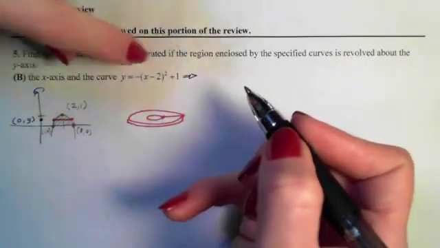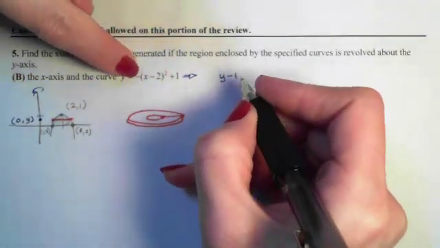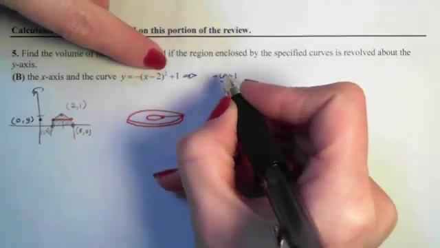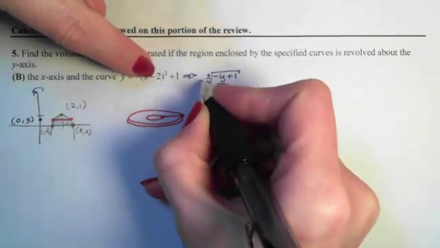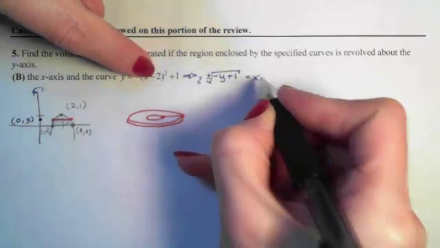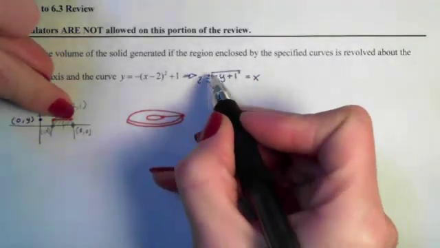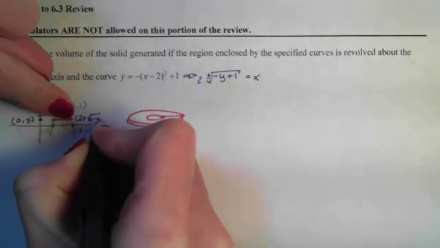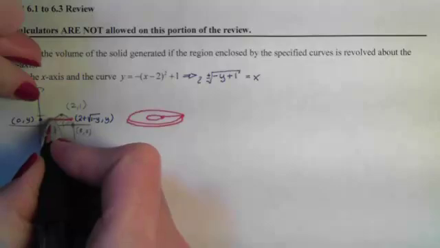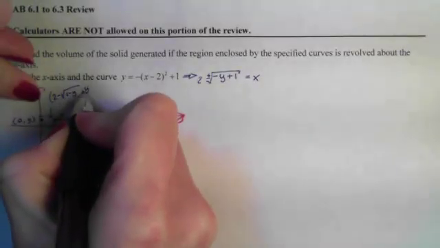So if I isolate the x, the first thing I'd do is move the 1. Then I would change the sign. Then I would take the square root. And then I would add 2. So that's my x. So I can see that on the right side of the parabola I'm going to have the positive root. So this one's going to be 2 plus that root of 1 minus y, comma y. And this one here will be 2 minus the root, comma y.